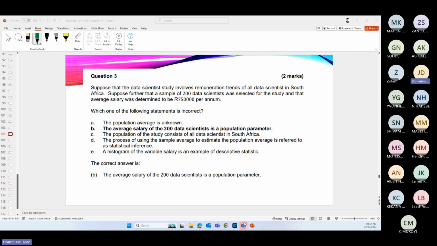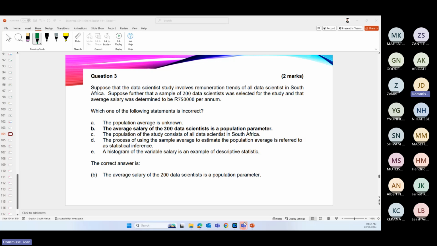Okay, so let's look at question 3. Suppose that the data scientist study involves remuneration trends of all data scientists in South Africa. Suppose further that a sample of 2,200 data scientists were selected for the study, and that the average salary was determined to be 75,000 per annum. Which one of the following statements is incorrect?